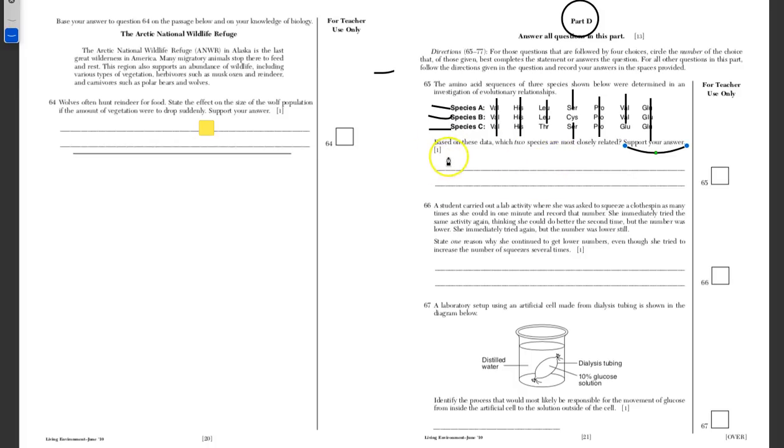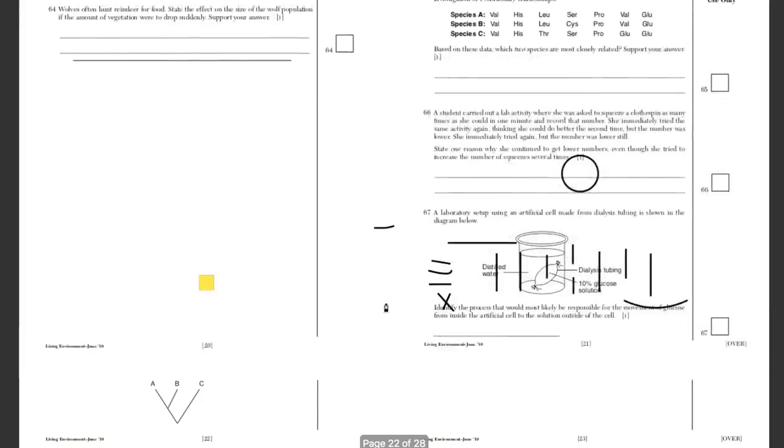So what you can say is species A and B are the 2 species most closely related to each other because they have the highest number of amino acid sequence similarities. Just in case you're wondering, the amino acid sequence is in the question. They have 6 similarities, 6 amino acid sequences. And that's it. You do not have to reinstate the question at all. Just go straight to the answer.